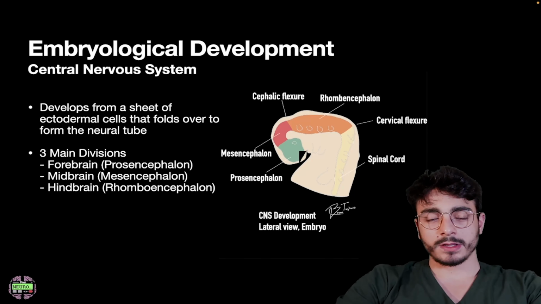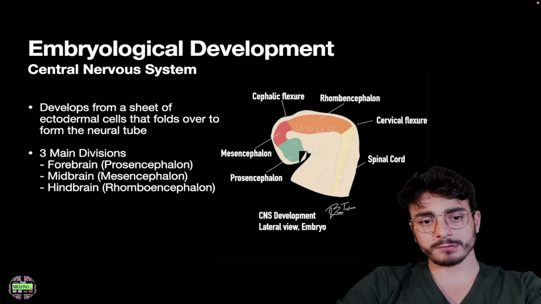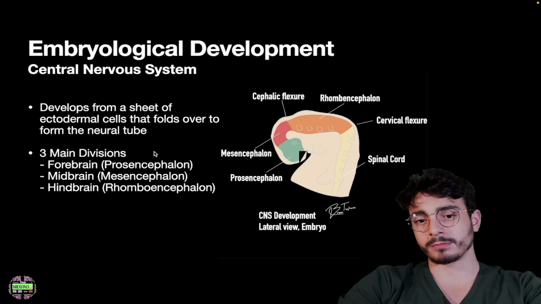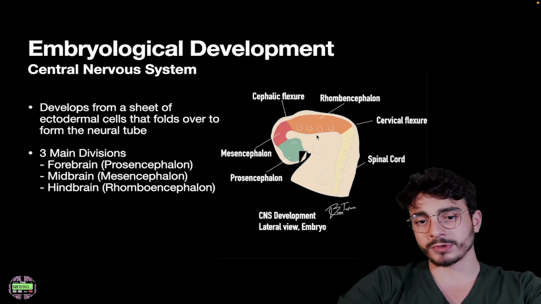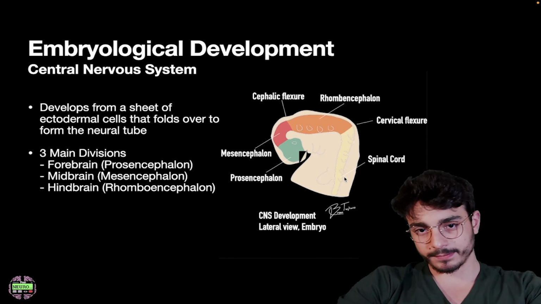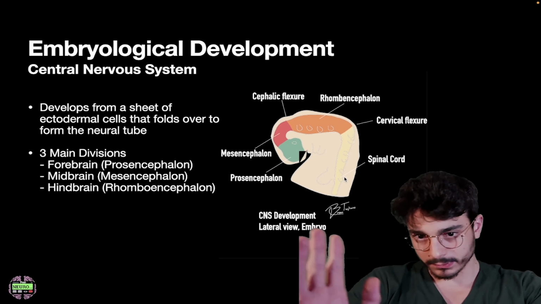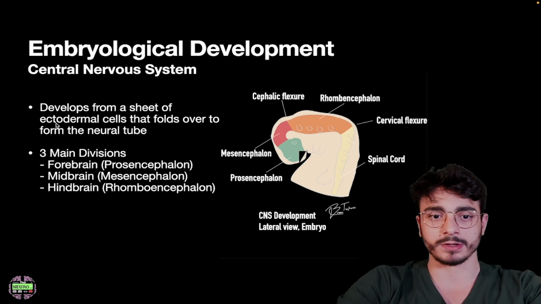So, the embryological development of the central nervous system. First, we have three main divisions of the central nervous system development. We have the forebrain, or the prosencephalon, which is the green area here, the midbrain, or the mesencephalon, which is the reddish area, and the hindbrain, or the rhomboencephalon, here in orange. And we also have the spinal cord. The spinal cord will be the spinal cord since embryo life, it will just become the spinal cord.